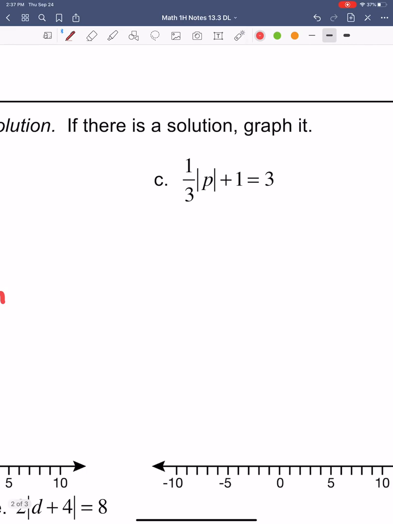Moving to letter C, I've got to isolate the absolute value. So I'm going to start by subtracting 1.